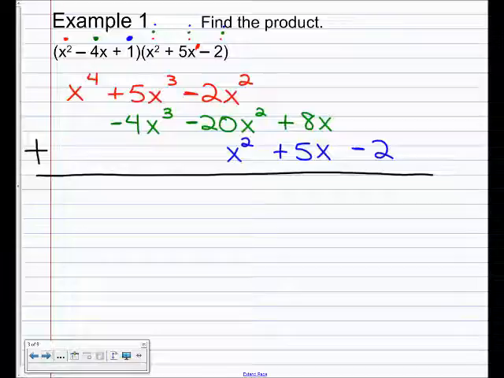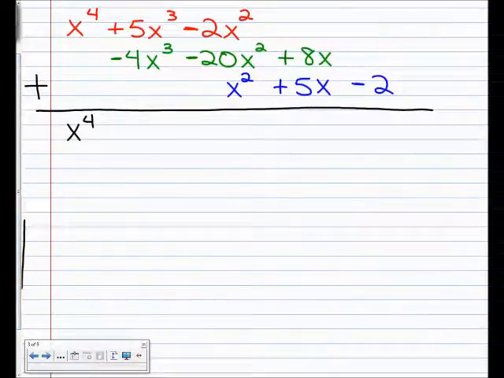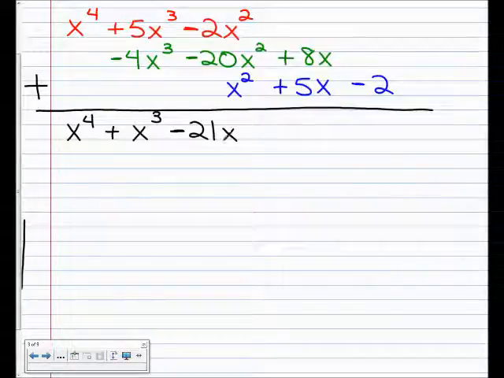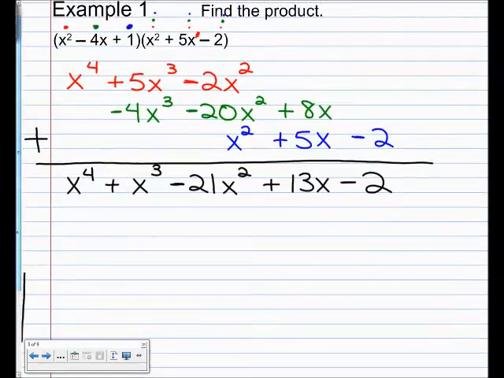All right, so this one has nothing in common, so it's still going to be x to the 4th power. What about 5x cubed plus negative 4x cubed? Just positive 1x cubed. Again, the exponents should not be changing at this point in the process. Negative 2, negative 20, and a positive 1. Negative 21. Very good. That's negative 21x squared. 8 and 5. 13. And finally, minus 2. So we have finished the process for multiplying those polynomials.